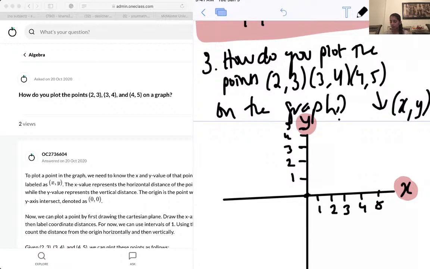So if we're given 2, 3, we look at the x-axis over here and we find 2. And then we look at the y-coordinate, which says 3. So we go all the way up till where the y-axis says 3, and we plot our point right over there. Move on to the next term, which is 3 and 4. So 3 on the x-axis, 4 on the y-axis. It's about here.